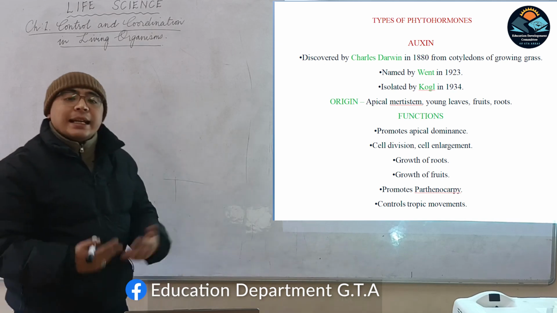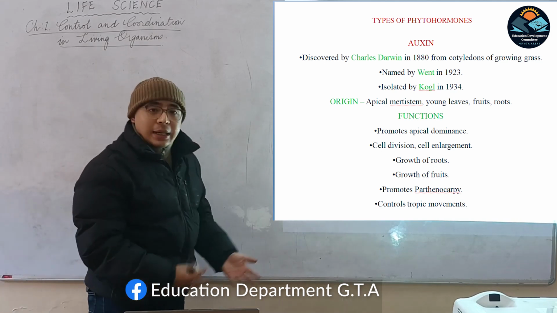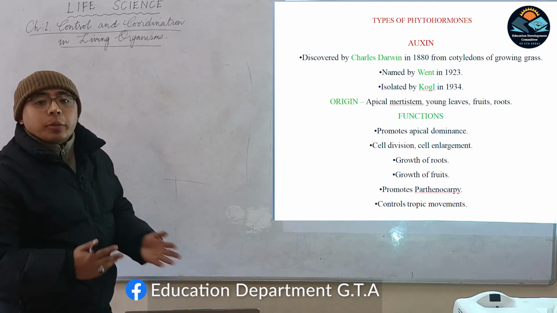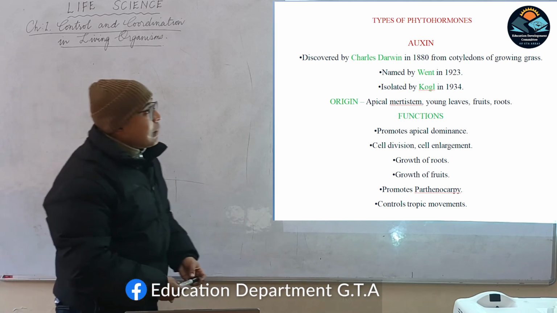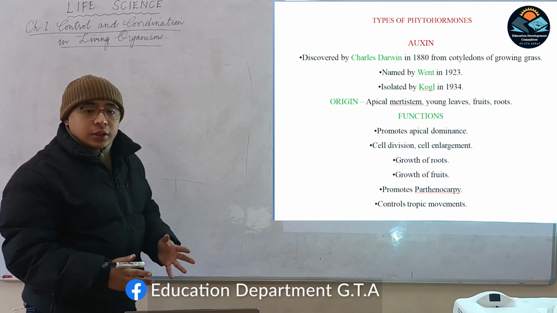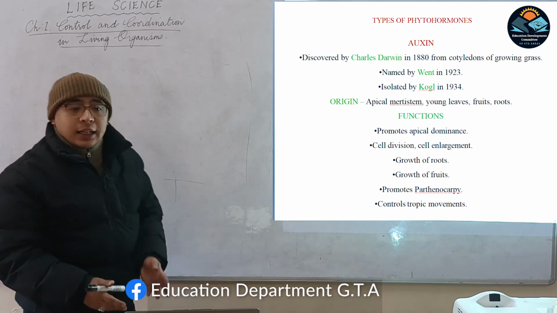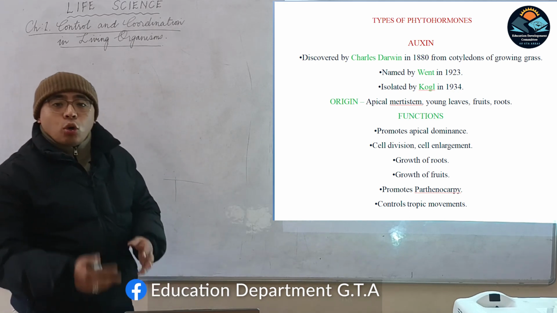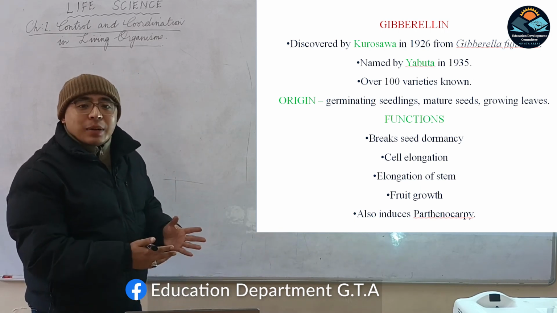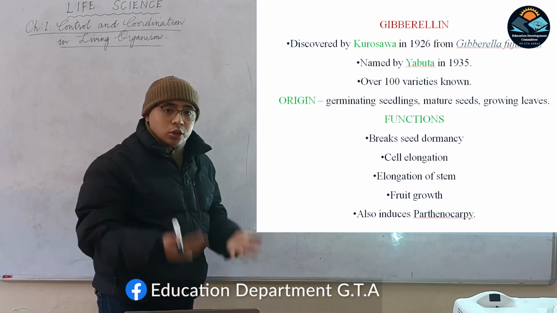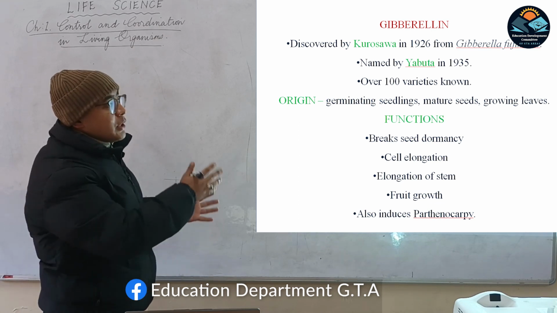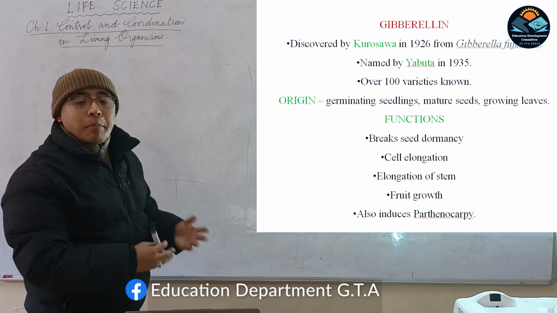Now we are going to look at the second phytohormone, which is known as gibberellins. Gibberellins was discovered in Japan by a Japanese scientist named Kurosawa in the year 1926 from a special fungus named Gibberella fujikoroi. This fungus was growing in paddy plants, paddy meaning rice plants, and this was causing the rice plants to grow very, very tall, unnaturally tall. So Kurosawa discovered this hormone from this fungus.